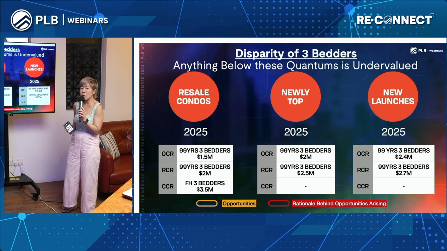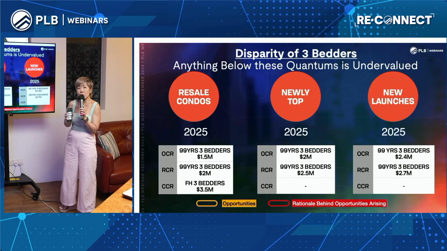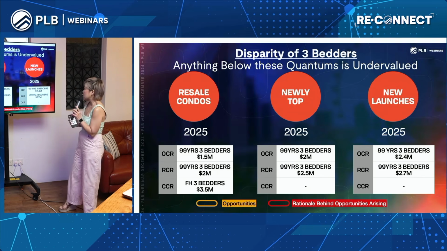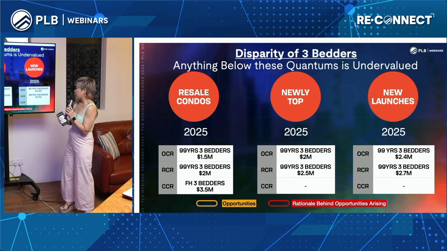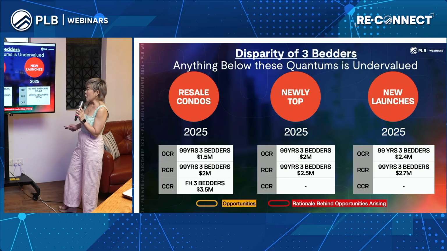And finally, the new launches in 2025: OCR 99 years 3-bedder under 2.4 million, take notice. RCR 3-bedders under 2.7 million, take notice of that. So these are all the research and comparison that we would like to share with you.